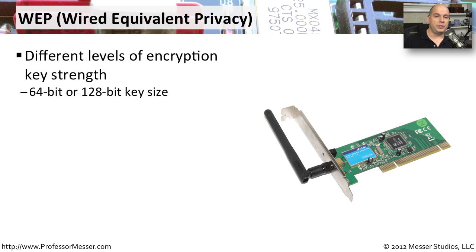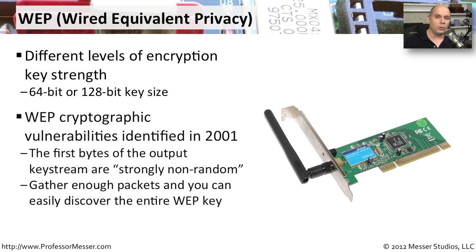The original encryption standard for wireless networks is WEP, and that stands for Wired Equivalent Privacy. There were two different levels of encryption that we were able to use, a 64-bit key and a much stronger 128-bit key. Unfortunately, in 2001, some pretty significant vulnerabilities were found with the WEP protocol. You were able to look at the key stream and even just the beginning of that key stream to find what they called strongly non-random data.